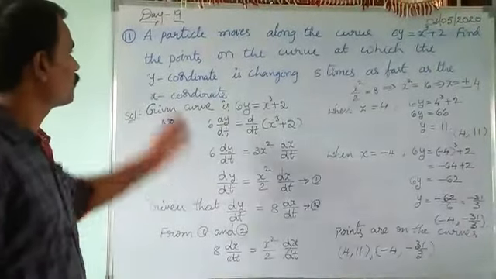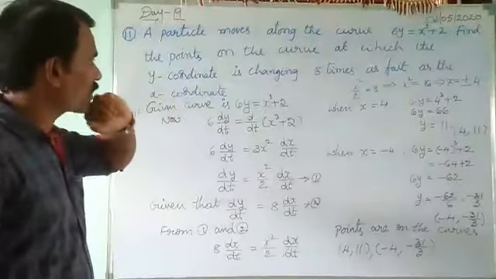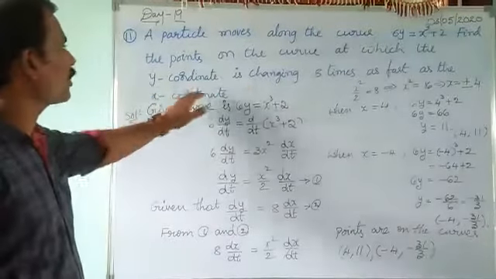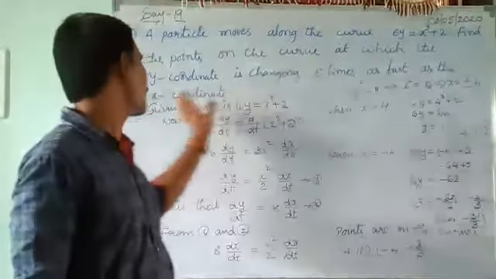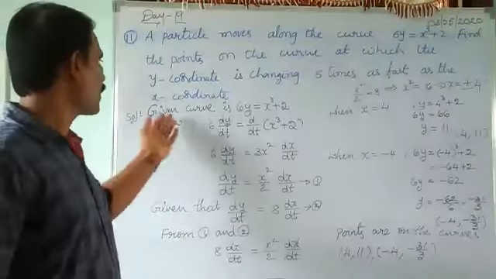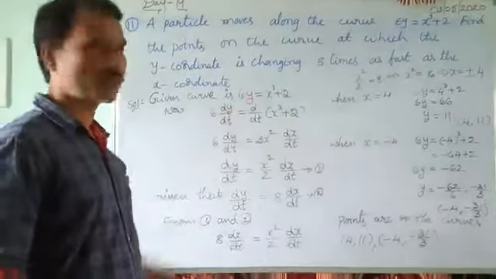Okay, guys. A particle moves along the curve 6y is equal to x cube plus 2. Find the points on the curve at which the y coordinate is changing 8 times as fast as the x coordinate. So the given curve is 6y is equal to x cube plus 2.